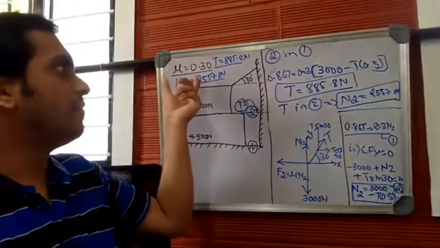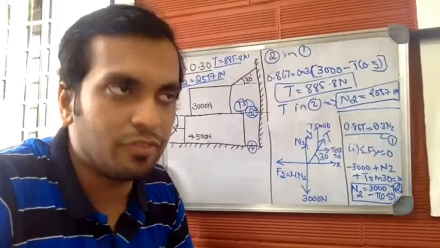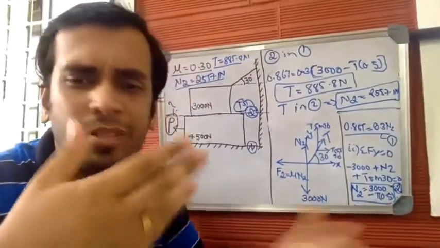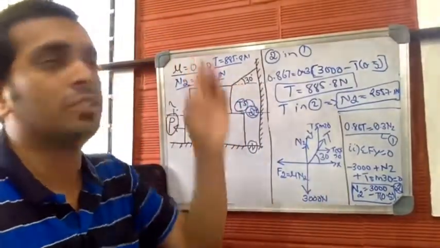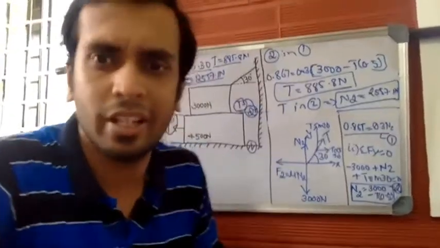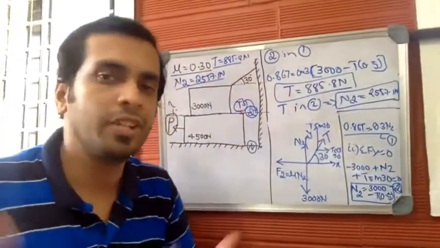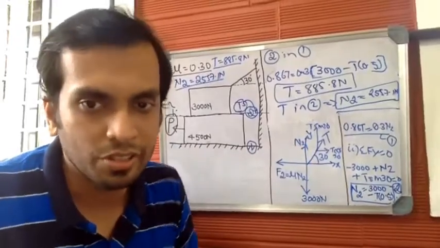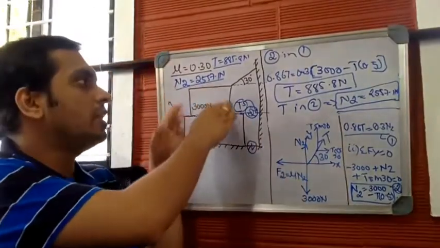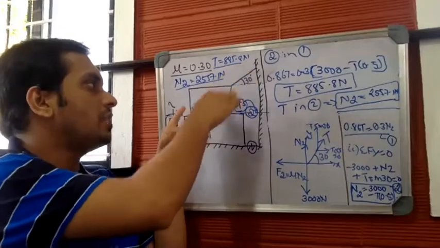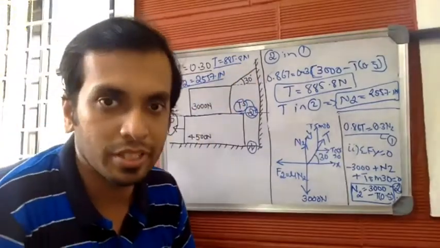Once you get the value of N2, you can find the value of F2 as well. F2 is nothing but mu into N2, where mu is 0.3. We don't need that. Once you find the value of normal reaction, if you know the coefficient of friction, you can straight away multiply it and find the friction resistance. So we have considered the upper body along with the imaginary surface and we found the tension and the N2, normal reaction offered by the imaginary surface.